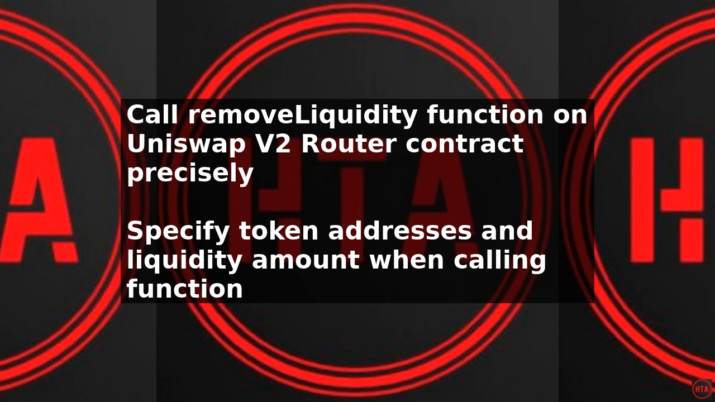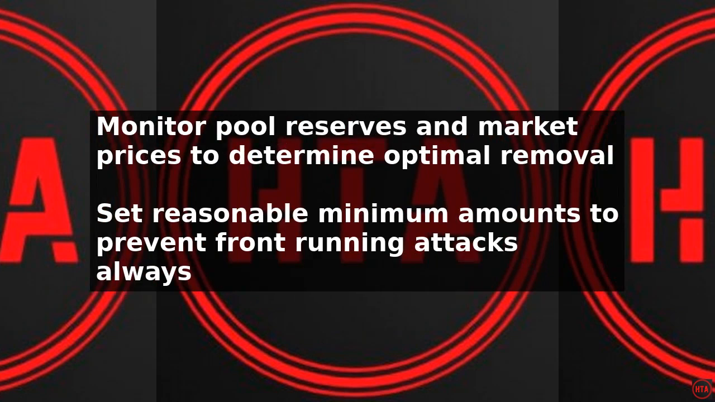Best practices for removing liquidity from Uniswap include monitoring the pool's reserves and the current market prices to determine the optimal time to remove liquidity. It is also essential to set reasonable minimum amounts to prevent front-running attacks and ensure that you receive the expected amount of tokens. In conclusion, removing liquidity from Uniswap involves calling the remove liquidity function on the Uniswap v2 router contract and specifying the token addresses, liquidity amount, and minimum amounts of tokens to receive.